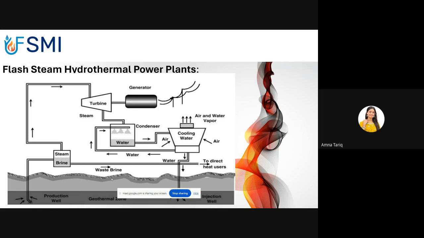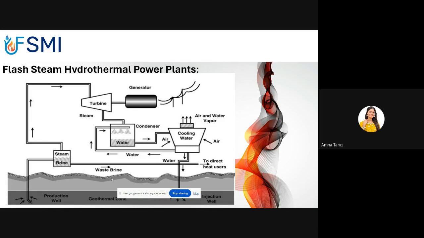Now we understand the working process of flash steam hydrothermal power plants. Hot water or steam is extracted from the geothermal zone through the production well. The hot water or steam travels to the turbine where it spins the blades, converting thermal energy into mechanical energy. The turbine is connected to the generator, which converts the mechanical energy from the turbine into electrical energy. After passing through the turbine, the low pressure steam travels to the condenser where it is cooled by circulating water. This process condenses the steam back into water.